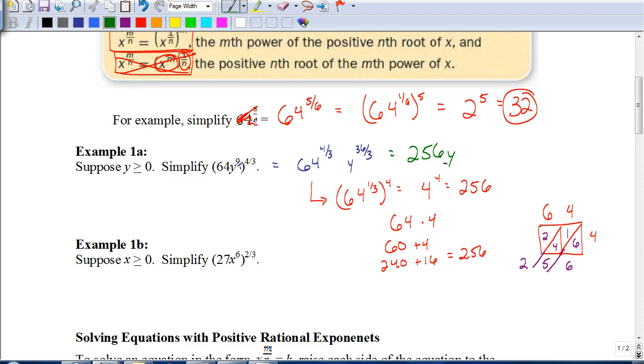Now we have to go to the y. Well, the nice thing is fractional exponents work the same as fractions. If they can be reduced at all, we can do that. 36 divided by 3 is 12. So I'd write this as 256 times y to the 12th power. And that would be my answer.